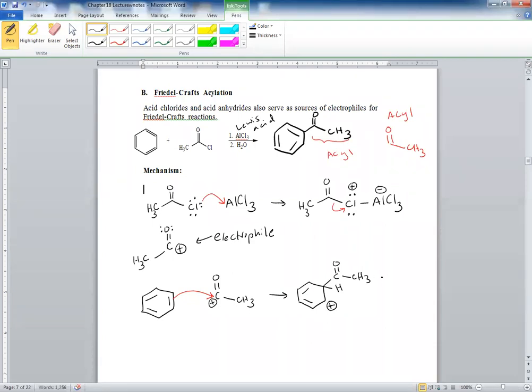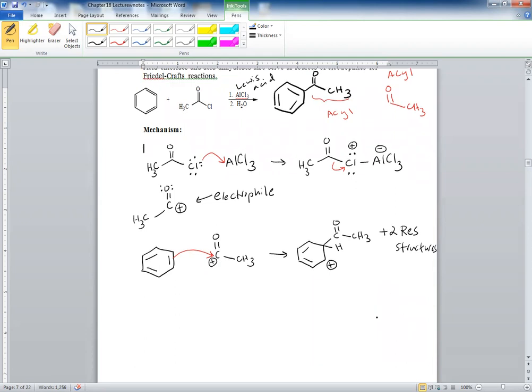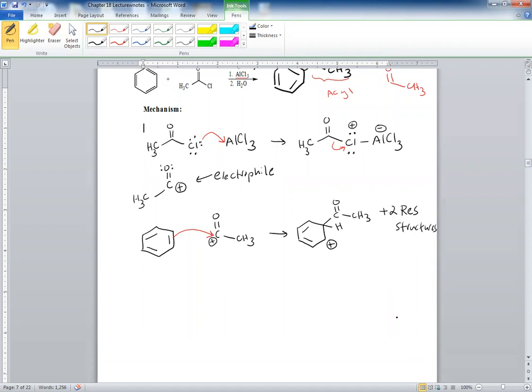So you're aware that there are two resonance structures. Make sure you know them. On a quiz or on a test, I might ask you to draw all three. We did draw them for previous mechanisms. Then you would expect the last step to be the same.